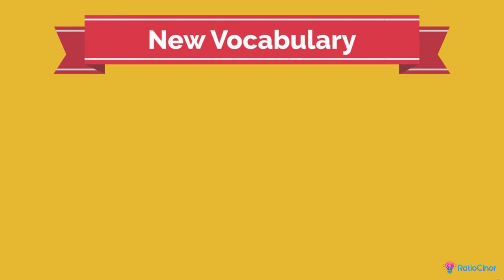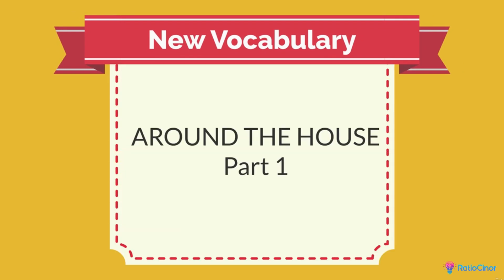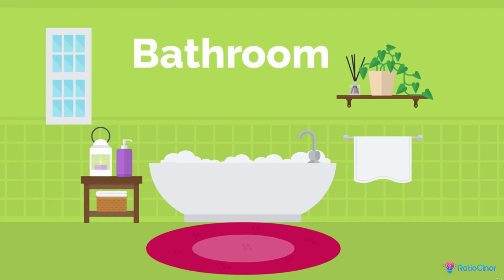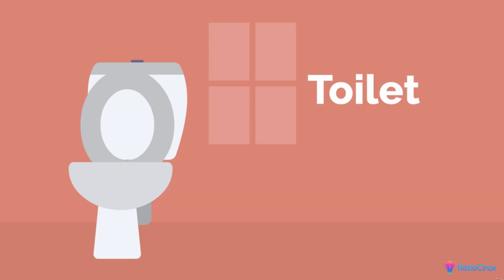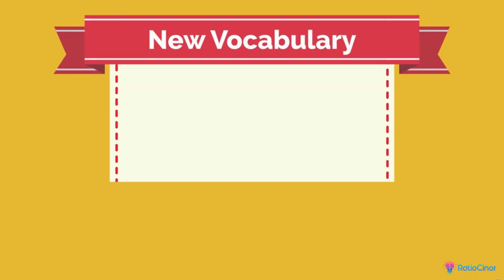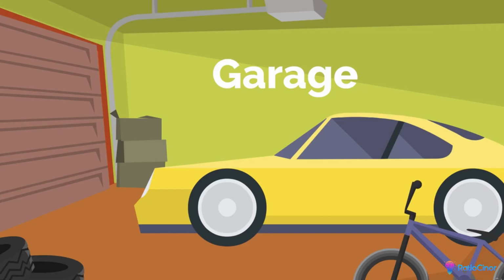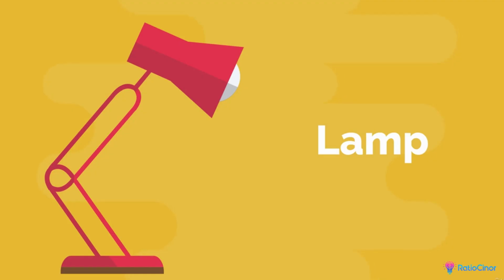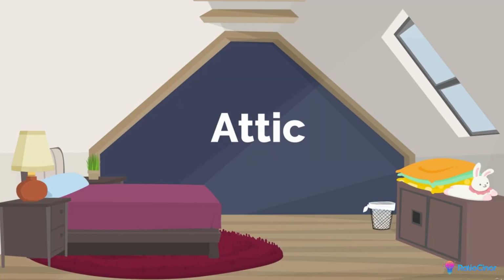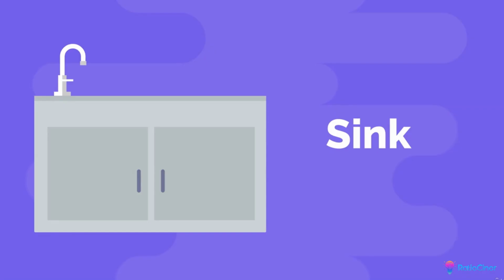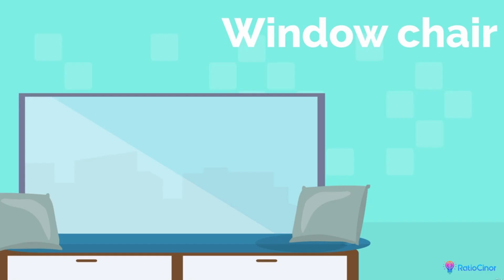New vocabulary: around the house. Part 1. Door, bookcase, desk, house, bathroom, shower, toilet, bathtub, living room, armchair, sofa, television. New vocabulary: around the house. Part 2. Garage, roof, study, bedroom, wardrobe, lamp, bed, attic, garden, kitchen, fridge, stove, sink, dining room, window, chair.